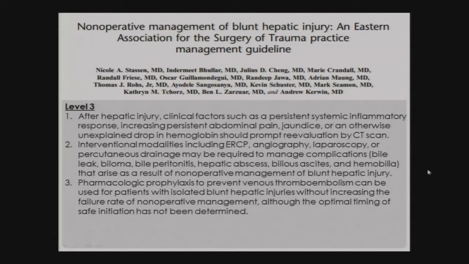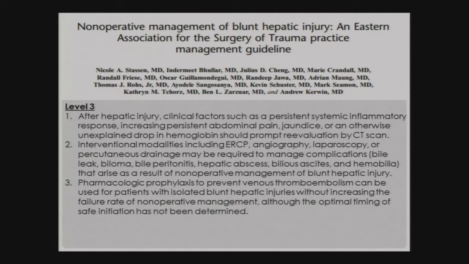And then level 3, again, monitoring clinically should be your guiding light on when to reorder imaging. And then number 2 was sort of interesting to me. So interventional modalities, including ERCP, angiography, and other procedures, may be required as a way to manage complications that arise. So instead of a proactive procedure like splenic, it seems to be more of a reactive procedure due to complications, which makes sense because you usually have a high success rate of non-operative management.